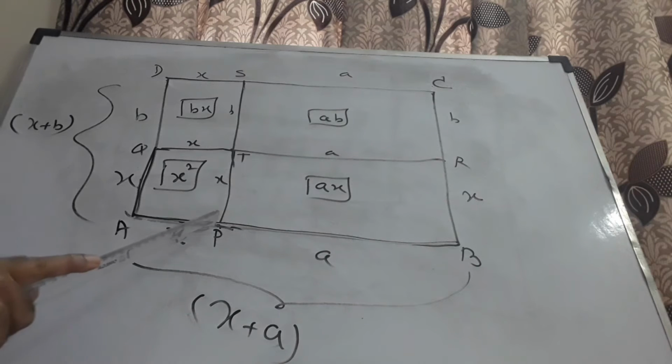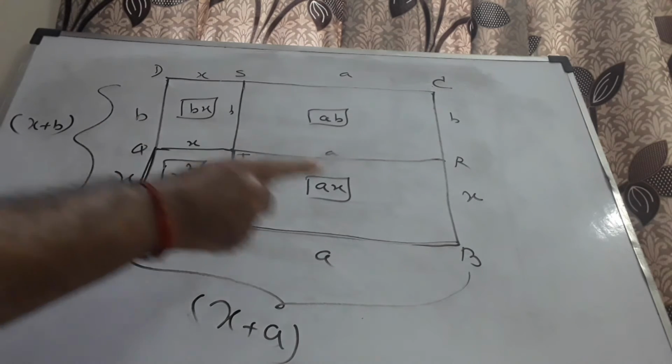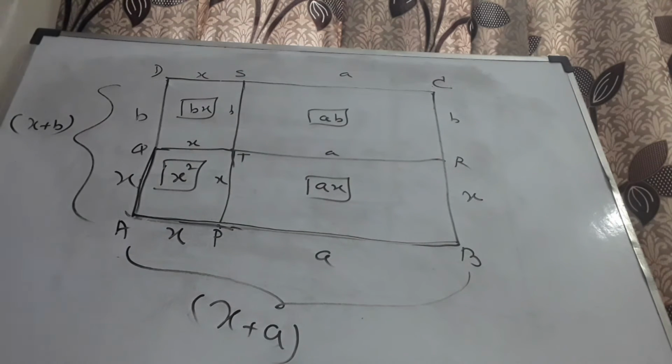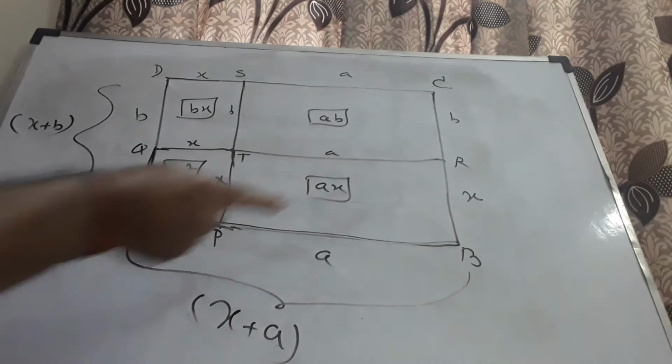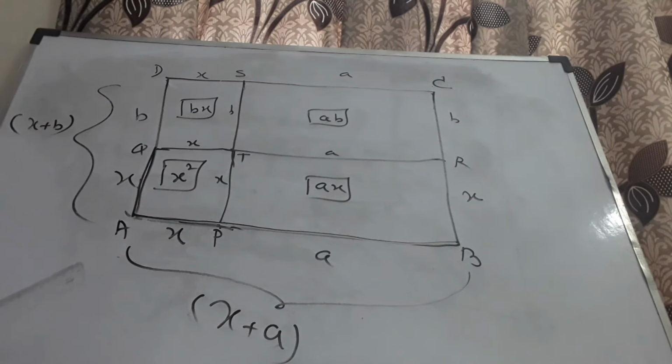What I will do is, I'll draw PS parallel to BC as well as AD. I'll draw QR parallel to AB as well as CD, as drawn in the diagram. Let them meet at T.